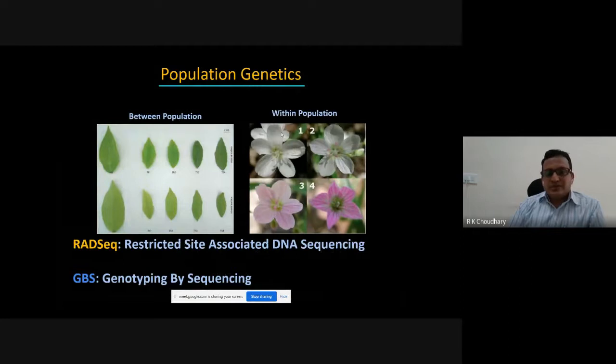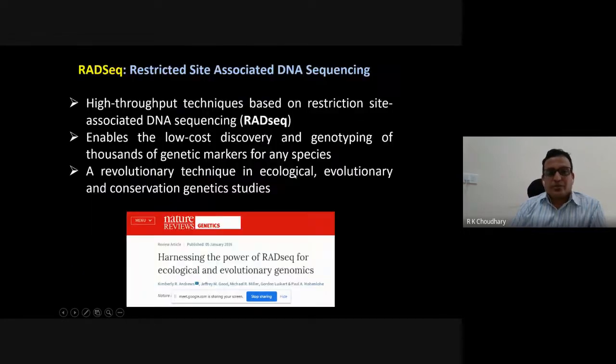Then population genetics has always been a problem. Suppose you want to understand the variation between populations and within a population. There are nowadays several techniques called RADseq, GBS, genotyping by sequencing, and restriction site associated DNA sequencing methods, using which you can try to understand the population genetics of a particular plant group. They help us a lot, and they are also low cost. You don't have to go for whole genome sequencing.